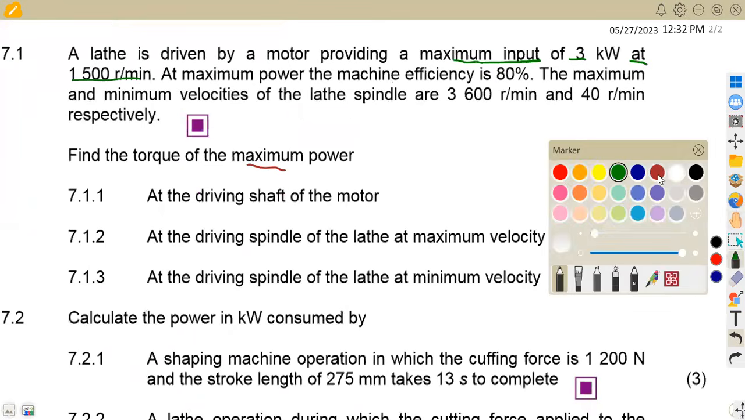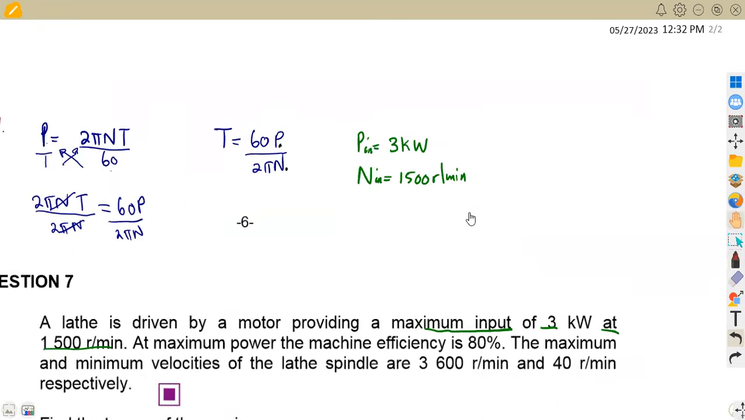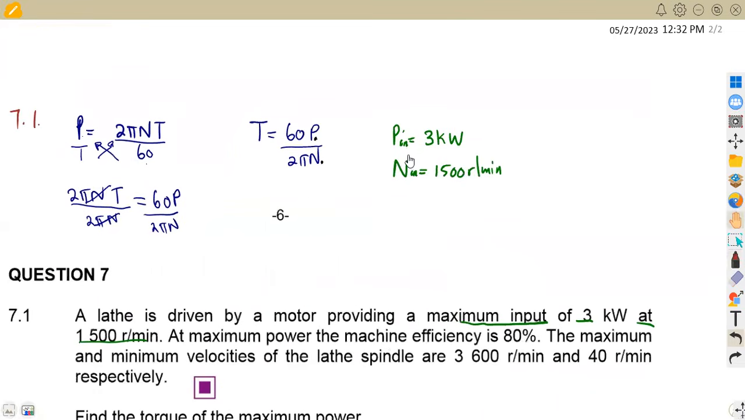Here, the question is asking us to find the torque at the maximum power, on the condition that we are at the driving shaft of the motor. So at the driving shaft, that is at the input of the motor, we have P in and N in. So this is the information that we are going to use.